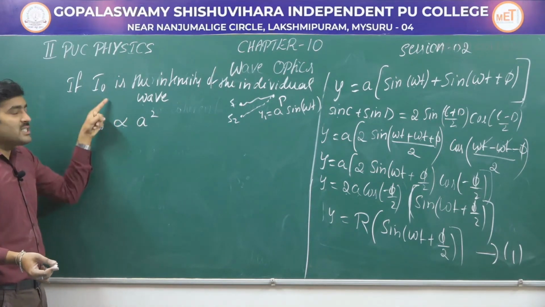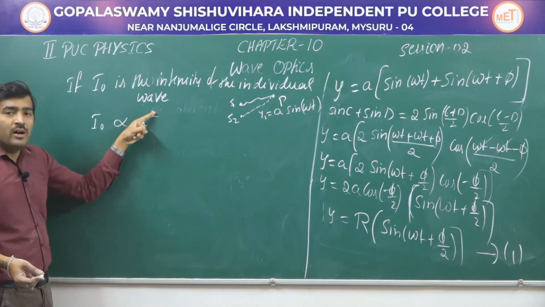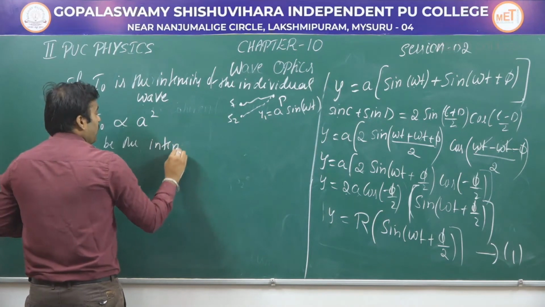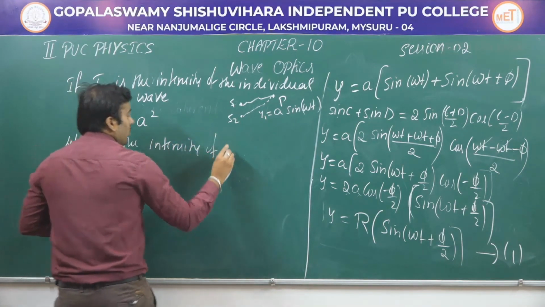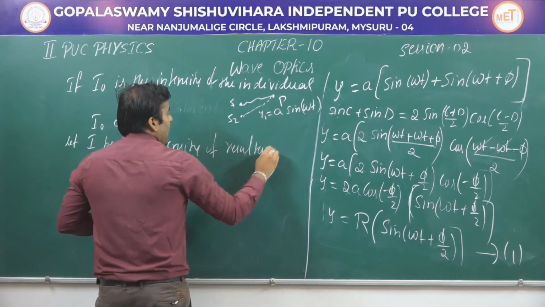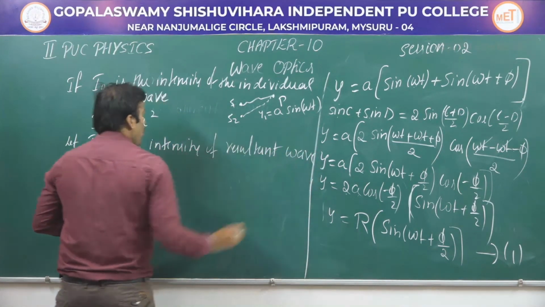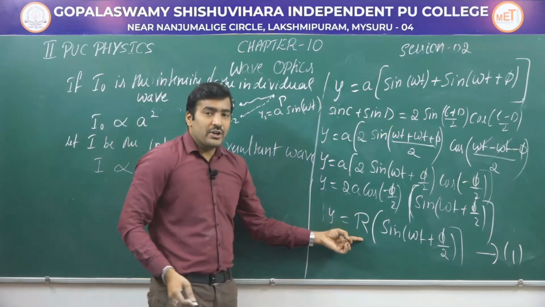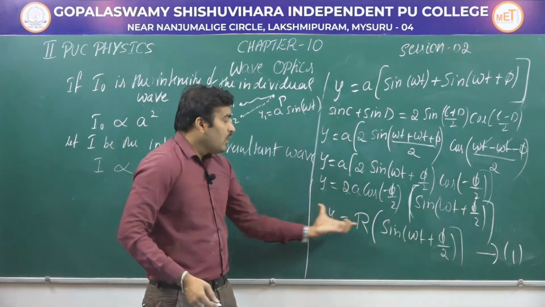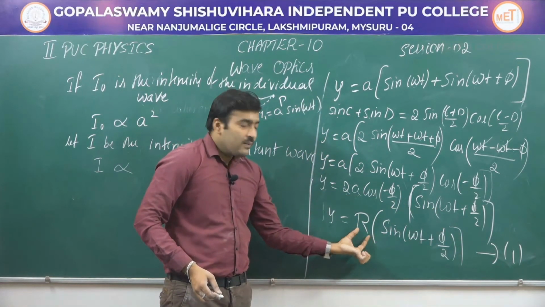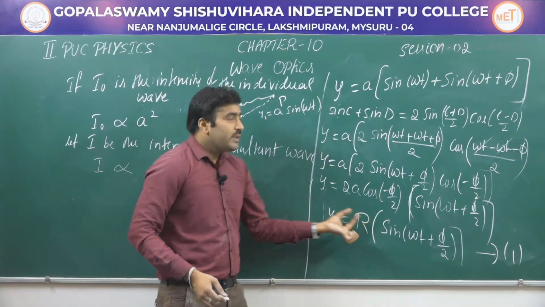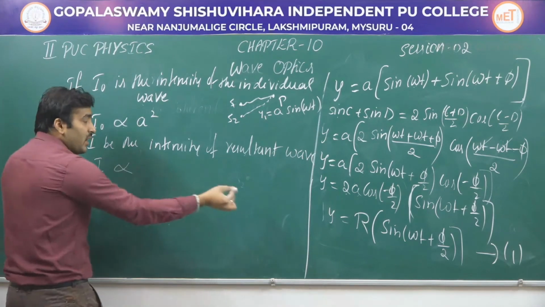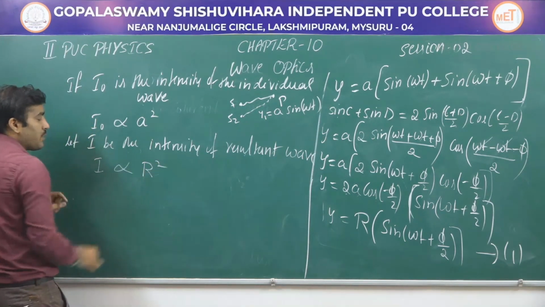So if I naught is the intensity of the individual wave, then it is proportional to a square, correct? Next, let I be the intensity of the resultant wave, then I is proportional to the square of the amplitude. So from this equation, this term which is written as r becomes an amplitude. Therefore the intensity of the resultant wave is proportional to the square of that term r. Therefore this is proportional to r square.